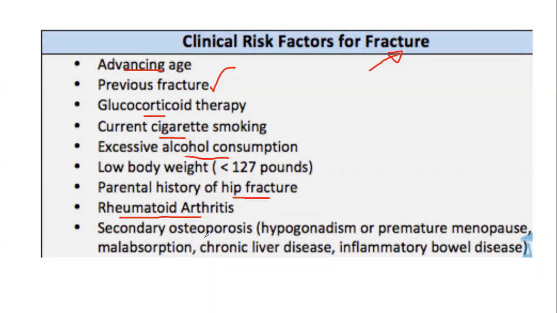Secondary osteoporosis like hypogonadism or premature menopause, malabsorption, chronic liver disease, or inflammatory bowel disease. All of these are the clinical risk factors for fracture.